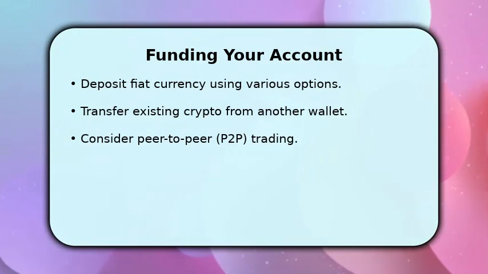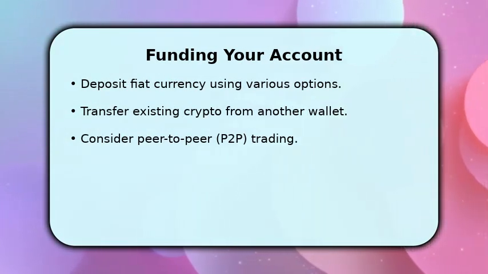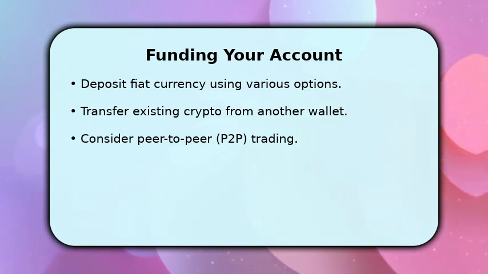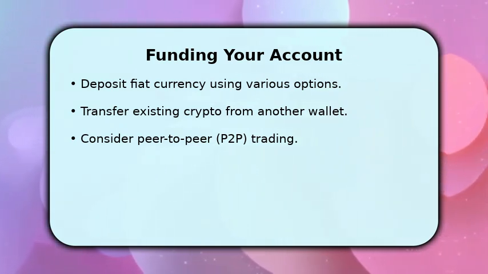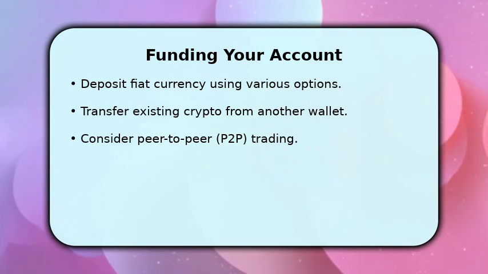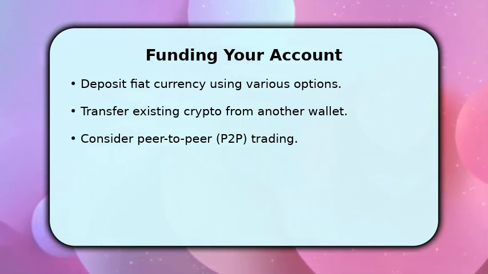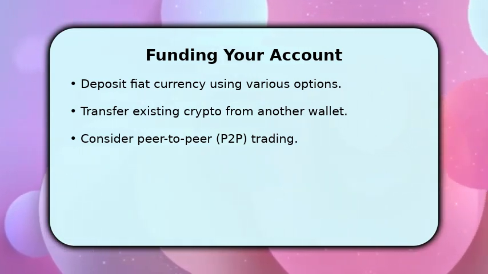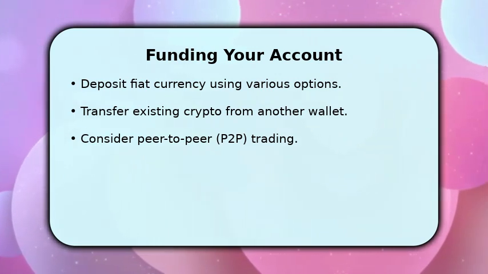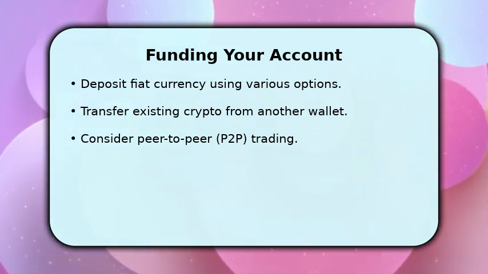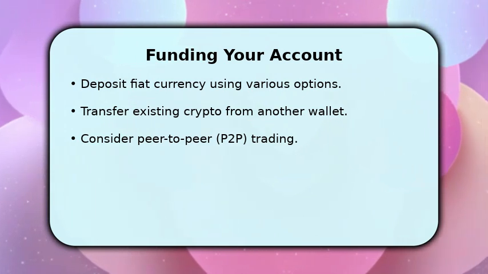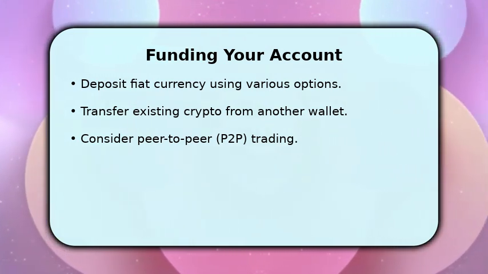Once your account is ready, you'll need to fund it. You can deposit fiat currency, like US dollars, using methods such as bank transfers or credit/debit cards. Alternatively, if you already own cryptocurrency, you can transfer it directly from another wallet. KuCoin also offers peer-to-peer trading, allowing you to buy crypto directly from other users.